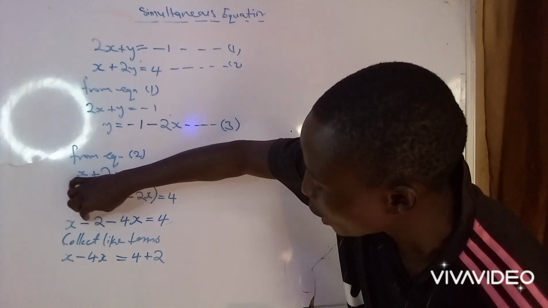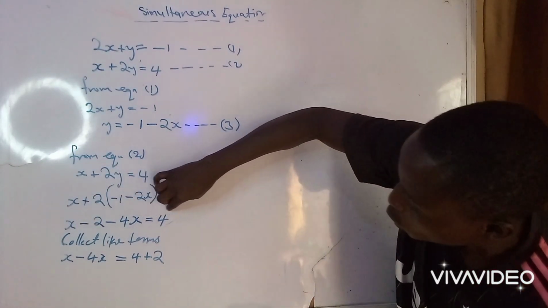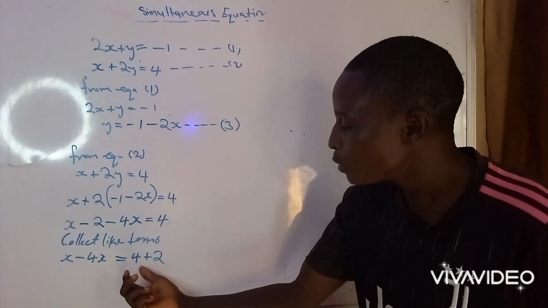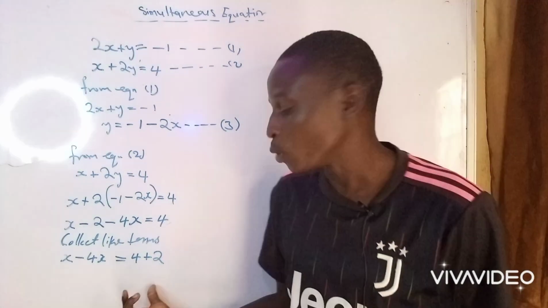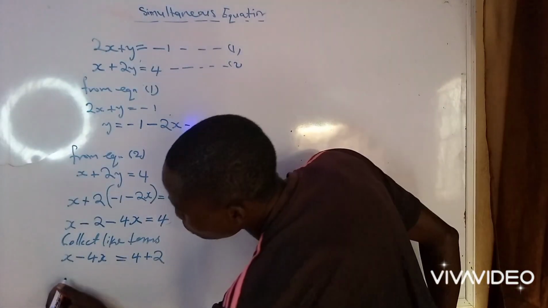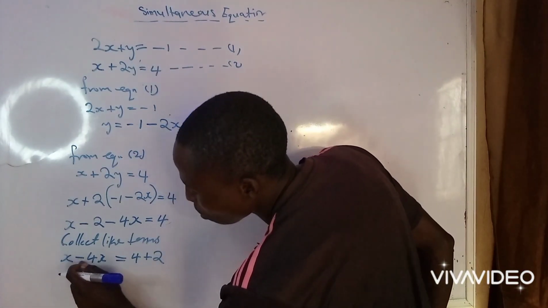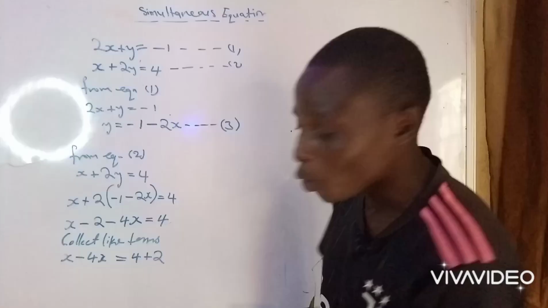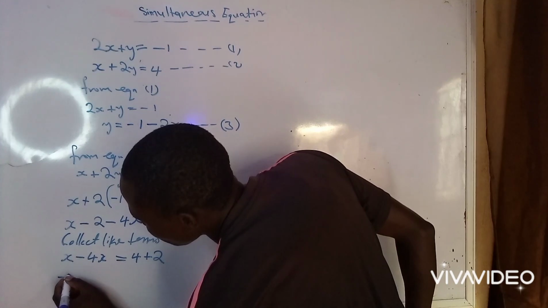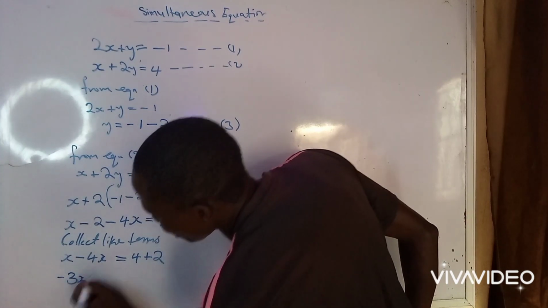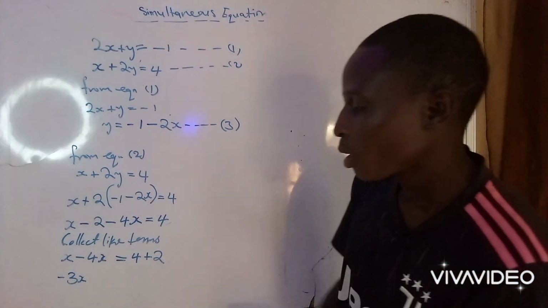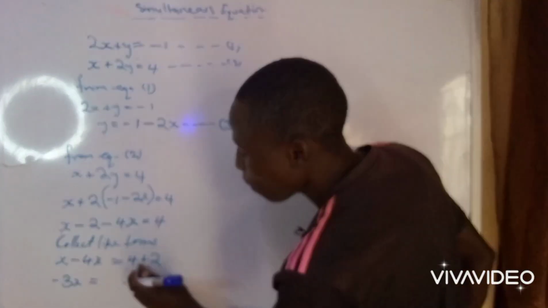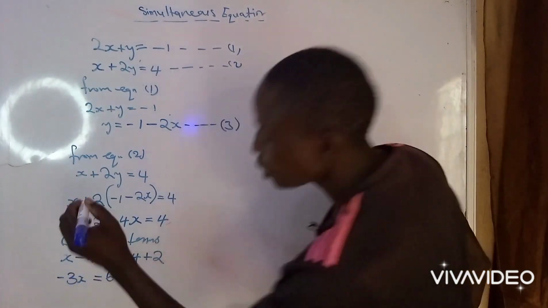This is a negative sign. By crossing this bridge to come and stand in front of 4, the negative sign will definitely change to a positive sign. So now, x minus 4x is the same thing as 1 minus 4. It's minus 3x. x minus 4x is minus 3x, which is equal to 4 plus 2, which is 6.